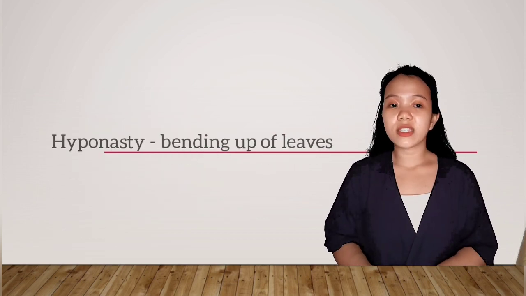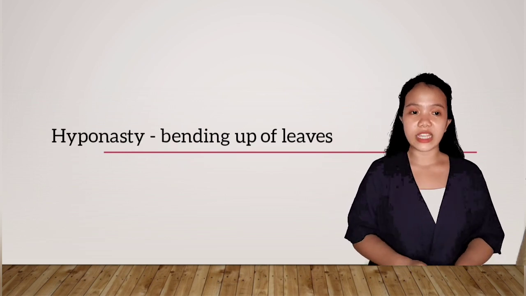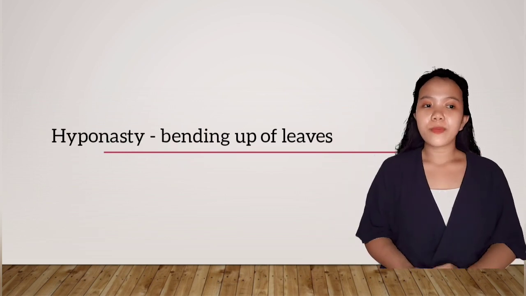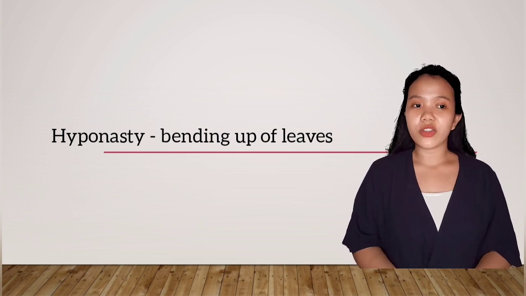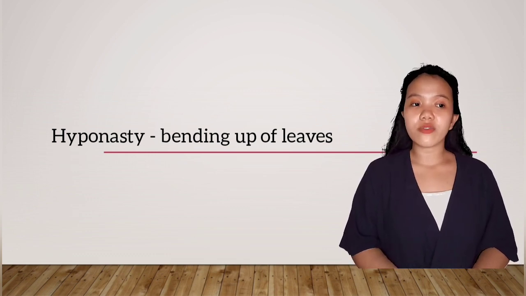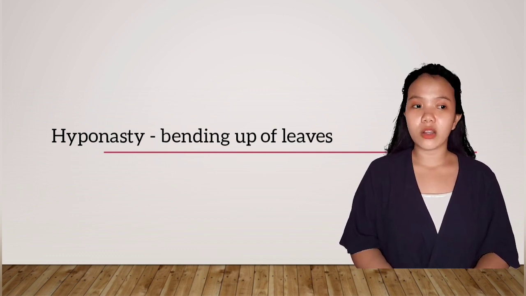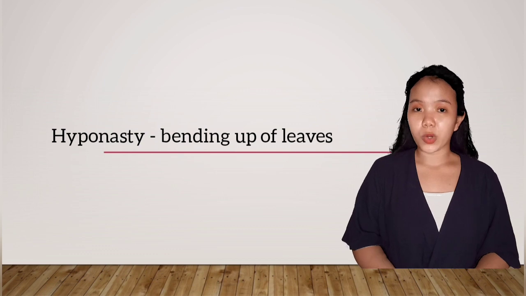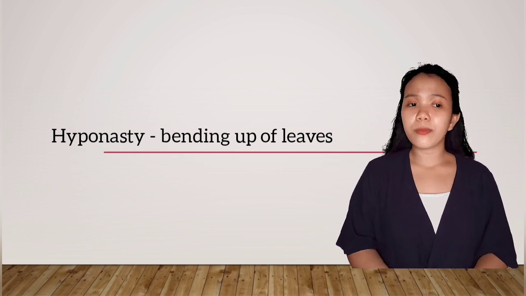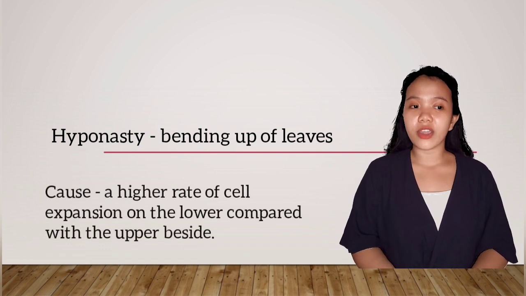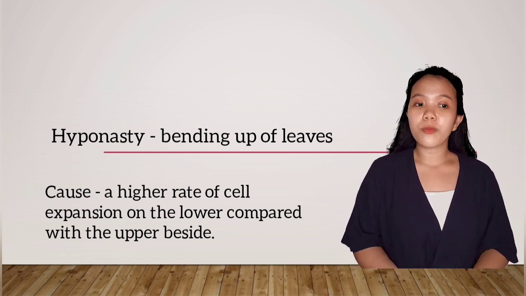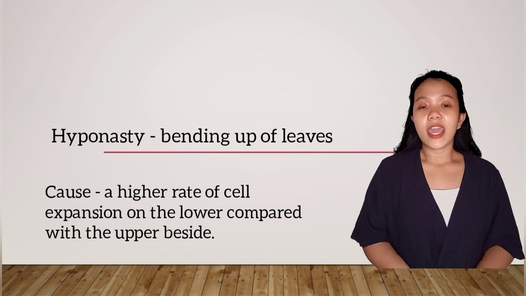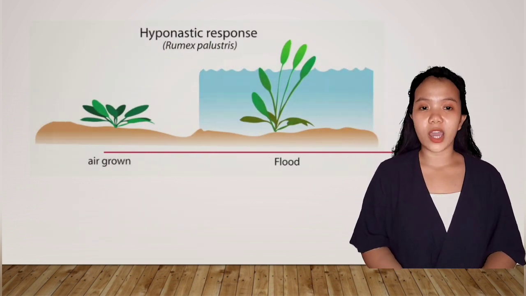So, hyponasty is bending up of the leaves. So, the hyponastic response is an upward bending of leaves or other plant parts resulting from accelerated growth of the lower side of the petiole in comparison to its upper part. The cause of hyponasty is a higher rate of cell expansion on the lower compared with the upper side. And I'll show you some examples of hyponasty.